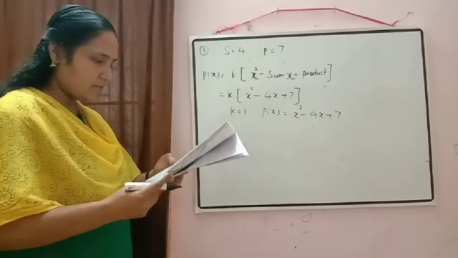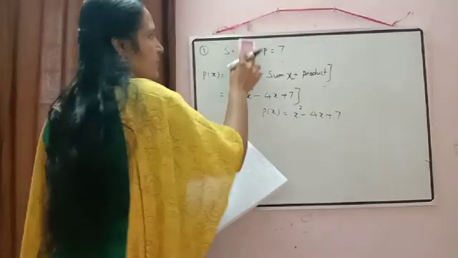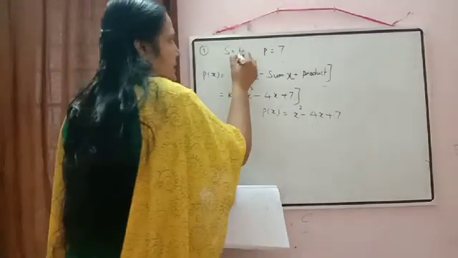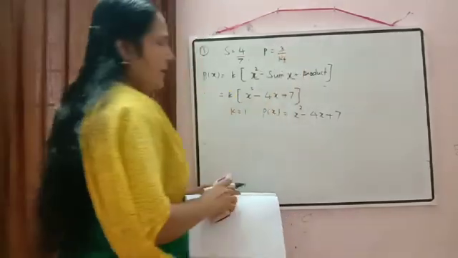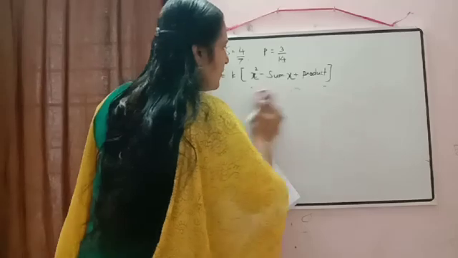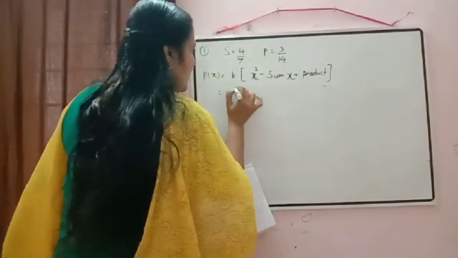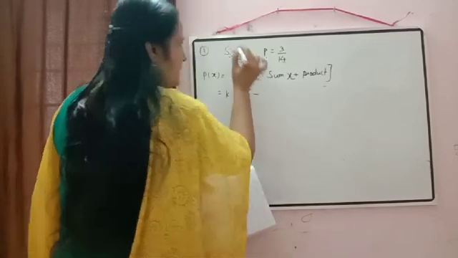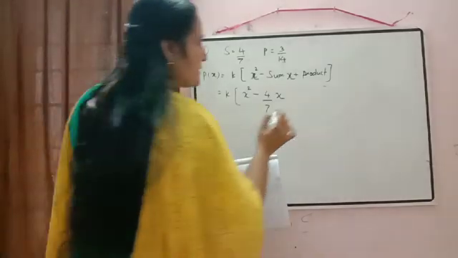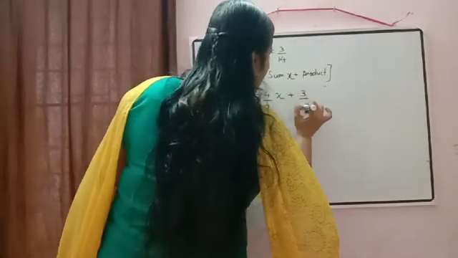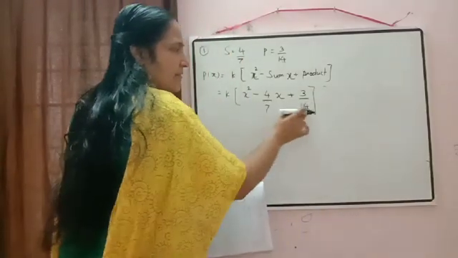Okay, then next one. Sum is equal to 4 by 7 and product is equal to 3 by 14. Again write down the polynomial. P of x is equal to k into x square minus sum of the zeros, that is already given. Sum of the zeros is equal to 4 by 7 x plus product of the zeros 3 by 14. Now just check what we have here, 7 and 14.